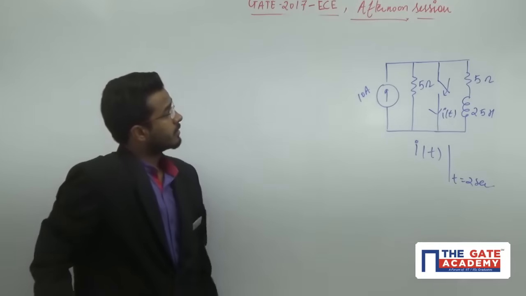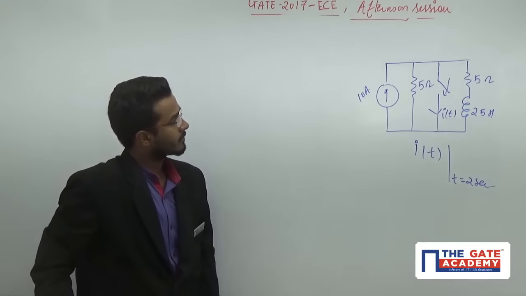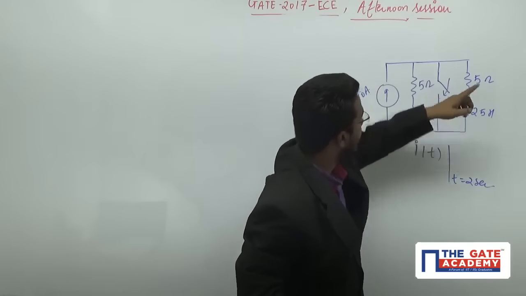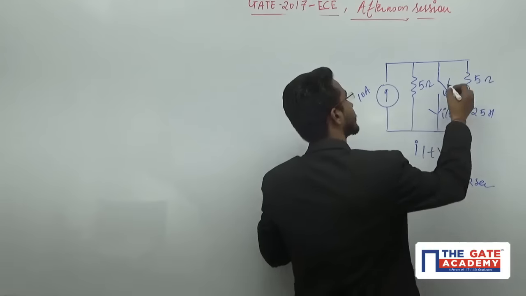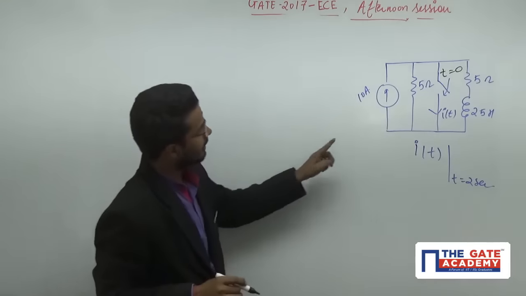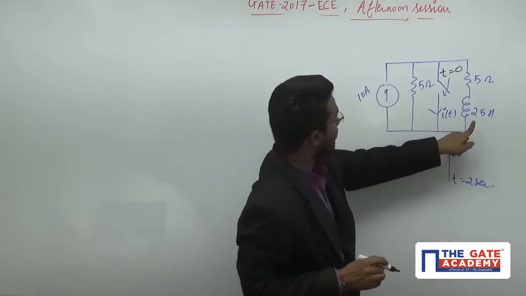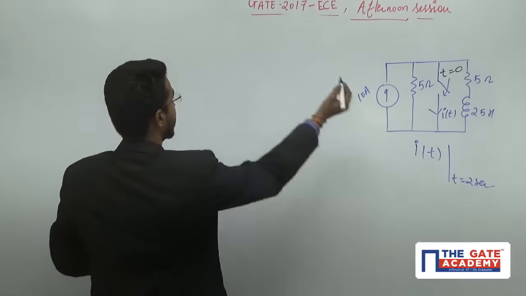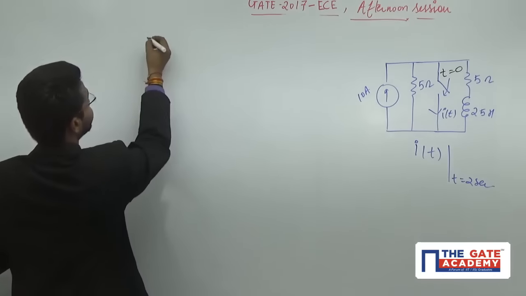Dear student, this is a question of network analysis, and they have asked what is the value of this current I of t when this switch you are closing at t equals 0. We have only one inductor, that means this is basically a first order circuit. That means we can replace this like this.